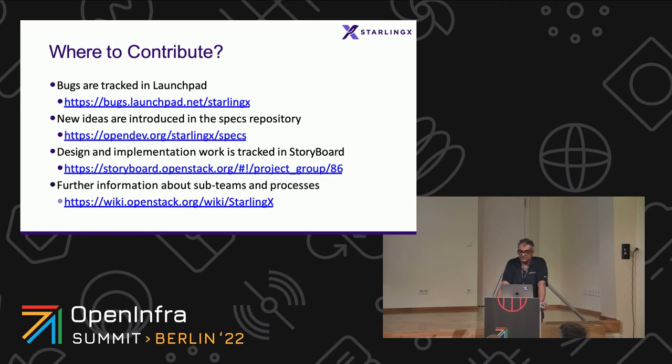One of the changes that StarlingX has is the concept of isolated CPUs, or isolated cores, and core pinning. Essentially, when you go with vRAN and you have a DPDK application running, you need to make sure that nothing else runs on that, right? So that's one of the changes that we had to apply in Kubernetes.